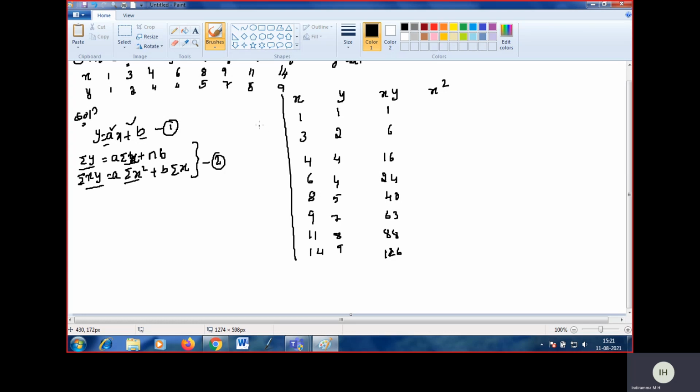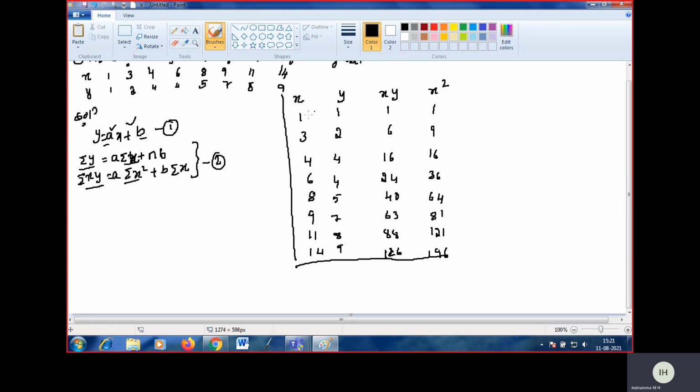So next find out x square. Square of x column. 1, 9, 16, 36, 64, 81, 121, then 196. Now find out the summation.